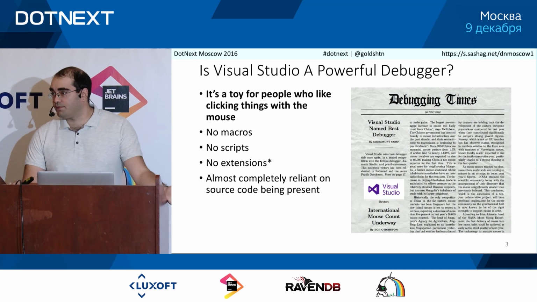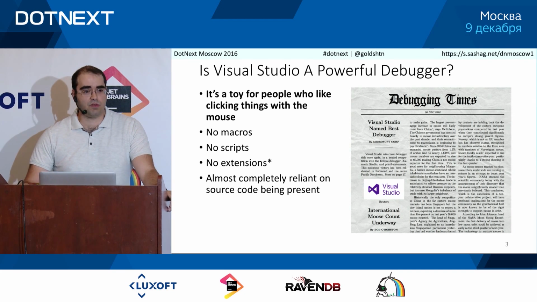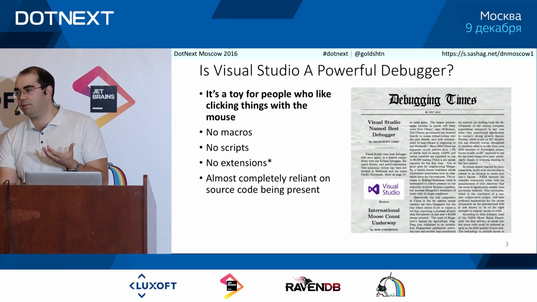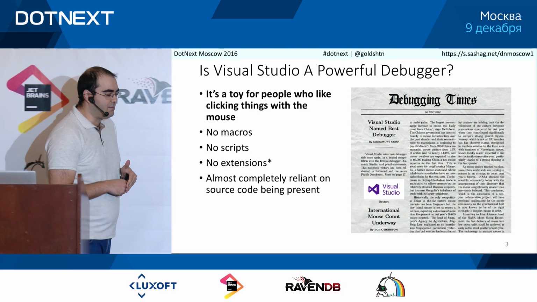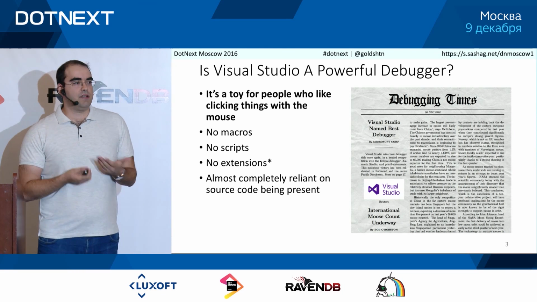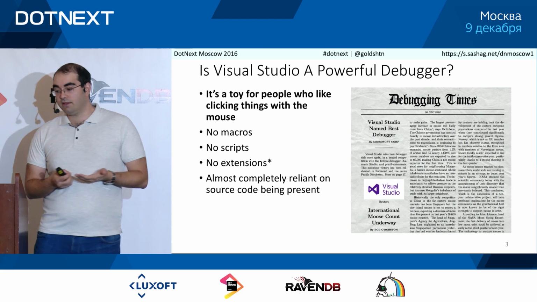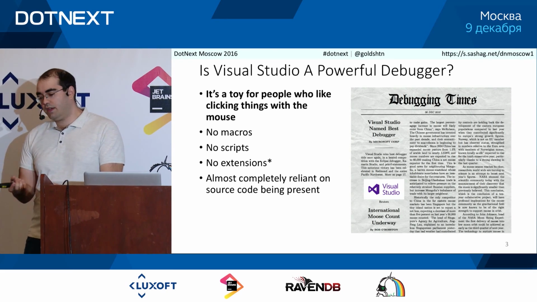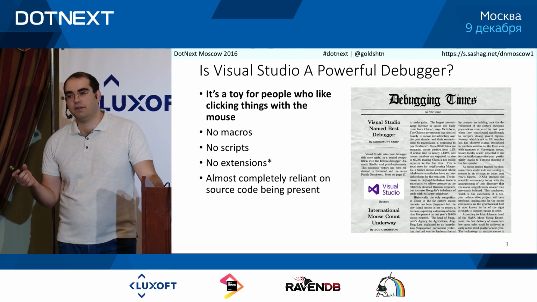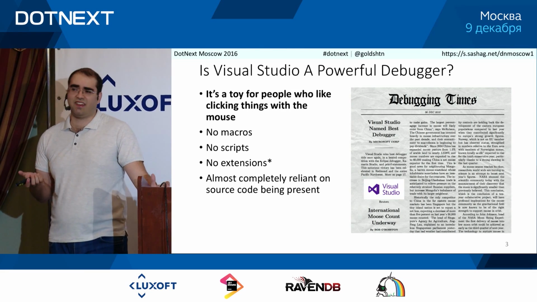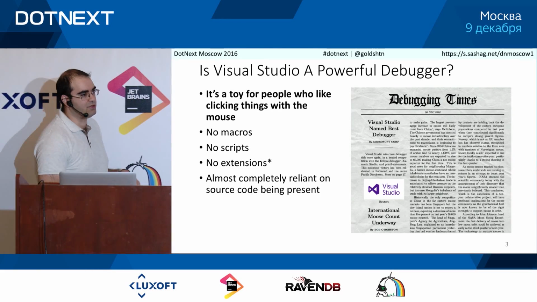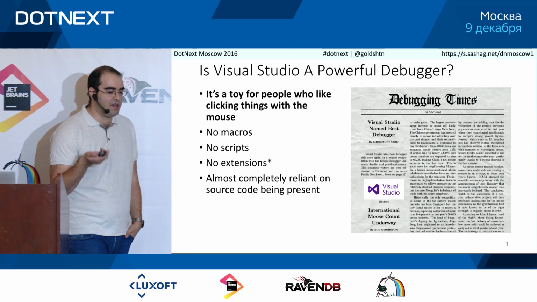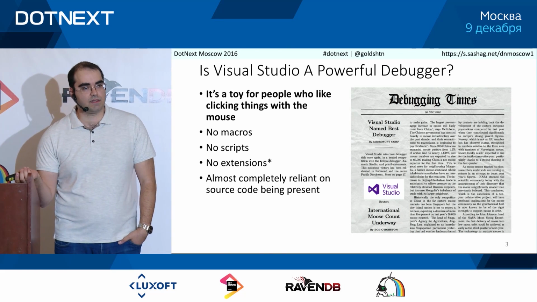We don't have macros anymore as of Visual Studio 2012, so it's really hard to extend the debugger with scripts or something like that. There's virtually no extensions for the debugger engine itself. Visual Studio is great if you have source code, but if you don't have source code for a particular thing you have to debug, it's pretty much impossible to do anything. So I like Visual Studio, but I think there's some cases that need a more powerful option.